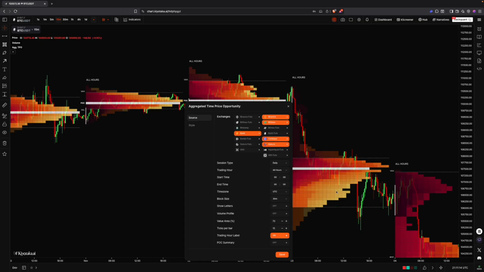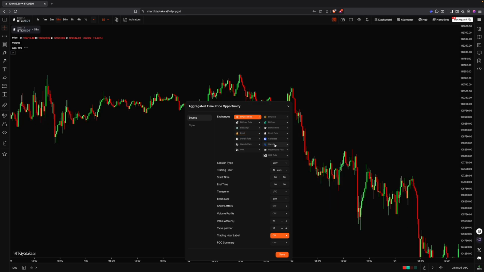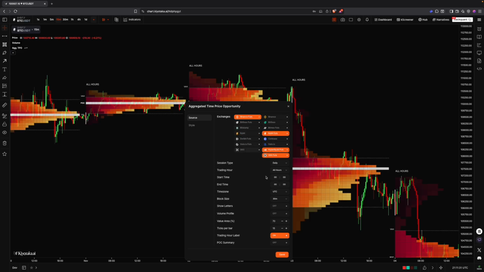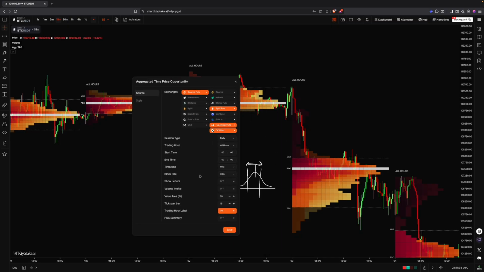And you can look for divergences or differences, discrepancies between the spot market and the futures market, and extract signal from that. So I'll just put this back to our default settings here, and stick with the big five. Shout out to Hyperliquid. But next up, you've got your session type.